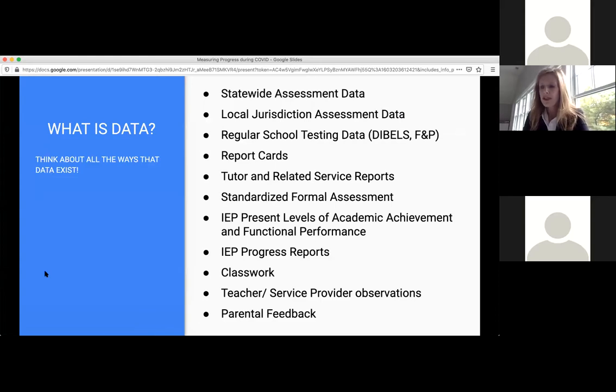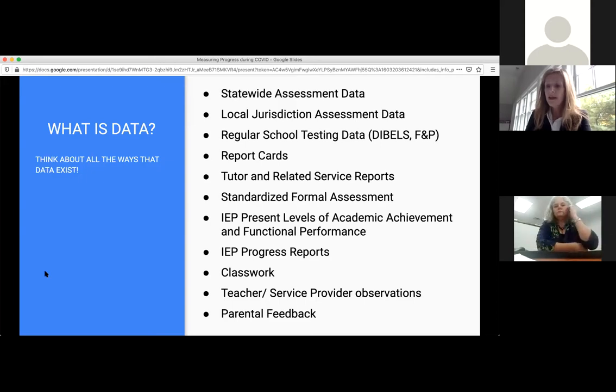Your local jurisdiction assessment data, these are the assessments that are done by your district at regular intervals. These are going to be your quarterly benchmarks. You may be familiar with your MAP testing, so these are measures of academic progress. And what's terrific about these tests is that they're usually given once or twice a year in a normal world, and schools keep this data over a period of time. So you can really go back and track some gaps. So if you had that second grader who was performing at the first grade level a couple years ago, and now that second grader is a fourth grader who's performing at a second grade level, that's really some meaningful data in terms of how that gap has increased.